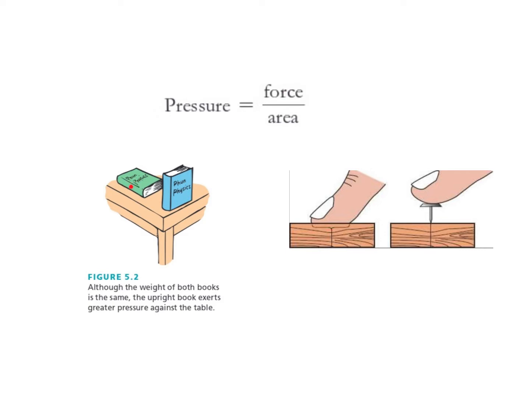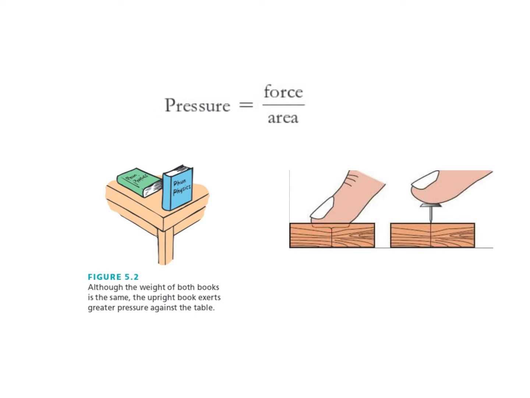So I've got two physics books here, the green one and the blue one, and let's assume they're basically the same mass. They're the same book despite the different colors, but one of them is laid on its side and one of them is stood up on its end. And so the question is, which of these is going to exert a bigger force on the table?